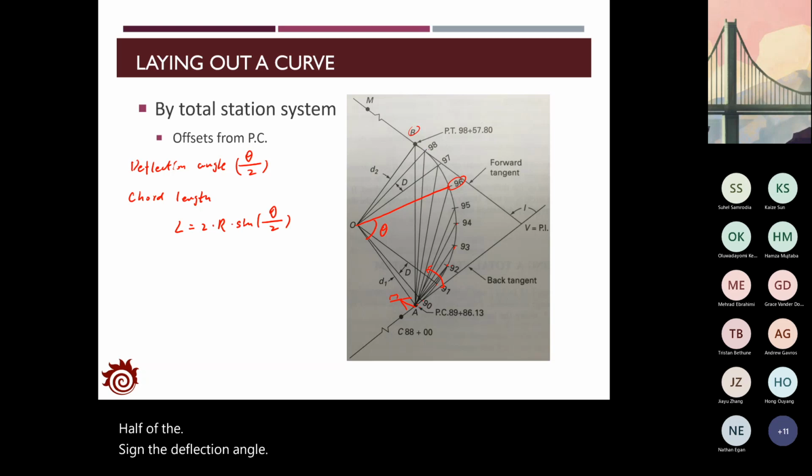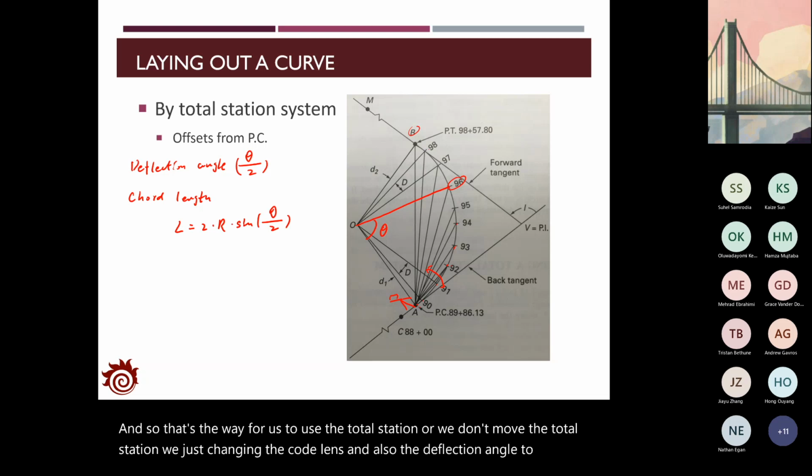And so that's the way for us to use the total station. We don't move the total station, we're just changing the chord length and also the deflection angle to lay out the stations along the curve.